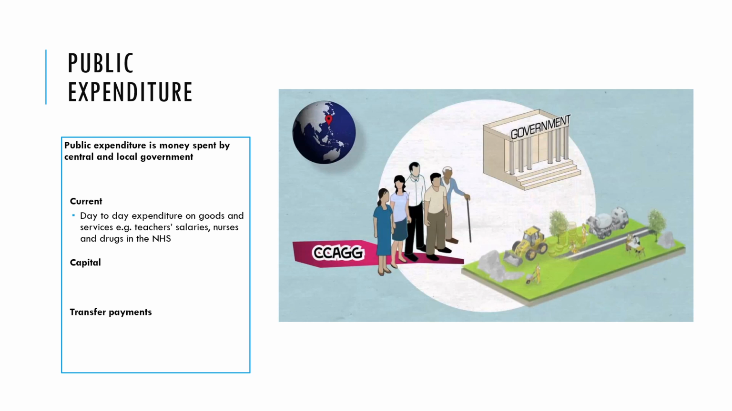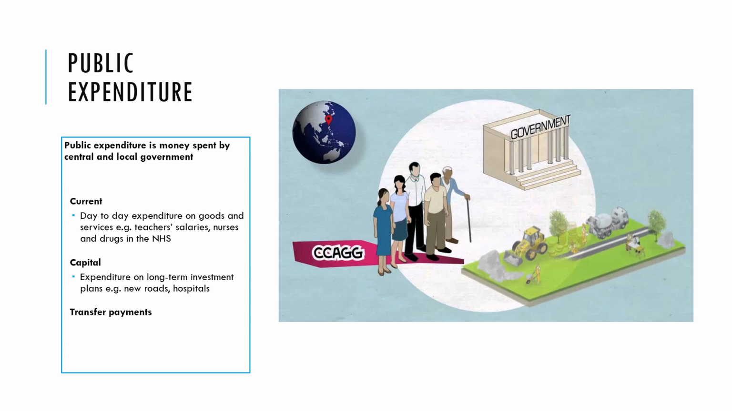The next type is capital spending. This is spending on long-term investment plans, things like building new roads, new hospitals, new prisons, new schools, all these other public sector projects. When the government spends money doing this, we would call this capital spending.